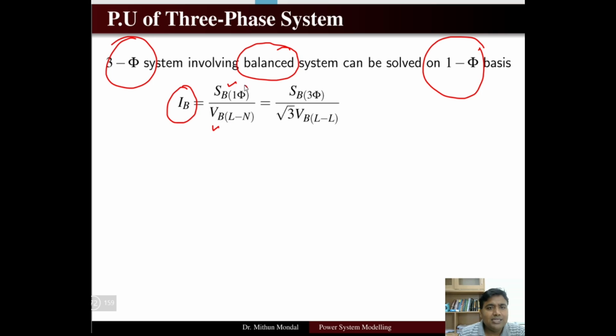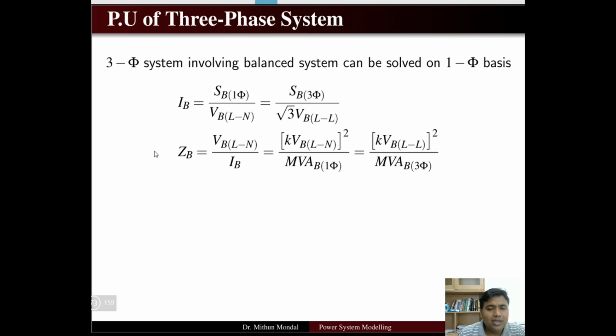Now if it is a single phase, then the power will be single phase power. Then here the voltage has to be taken in line to neutral. Now if we take the power in three phase quantity, then the voltage has to be taken in line to line format multiplied with root 3. Now similarly Z base will be equal to voltage by current. Now here all these analyses are done in single phase quantities, so it has to be line to neutral voltage.